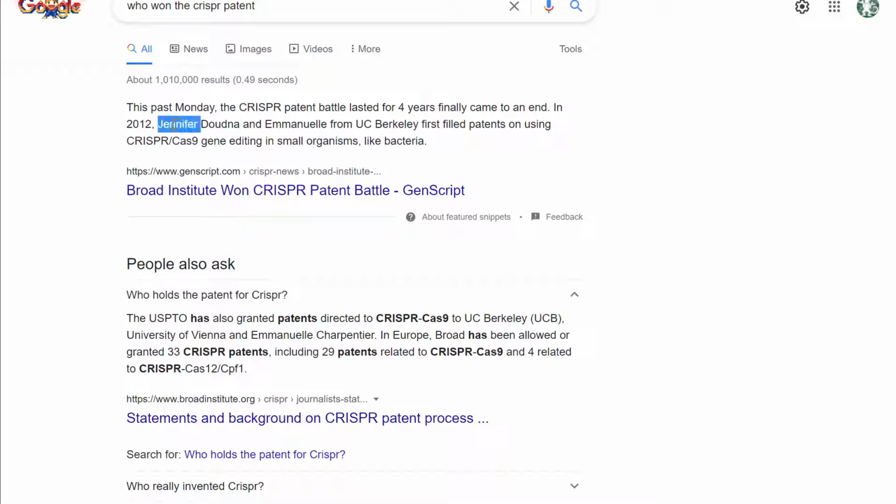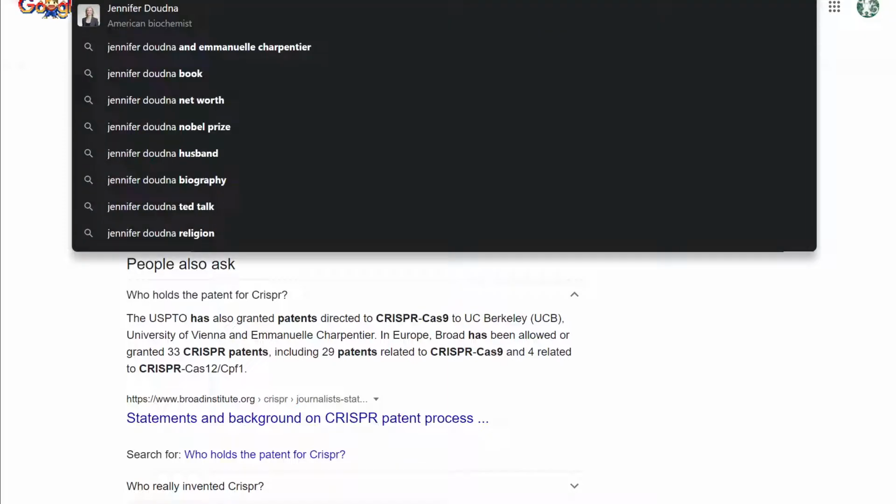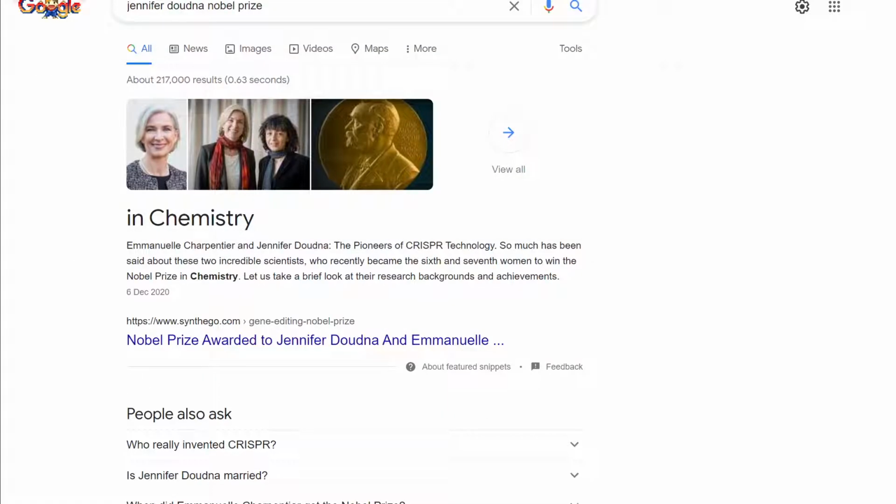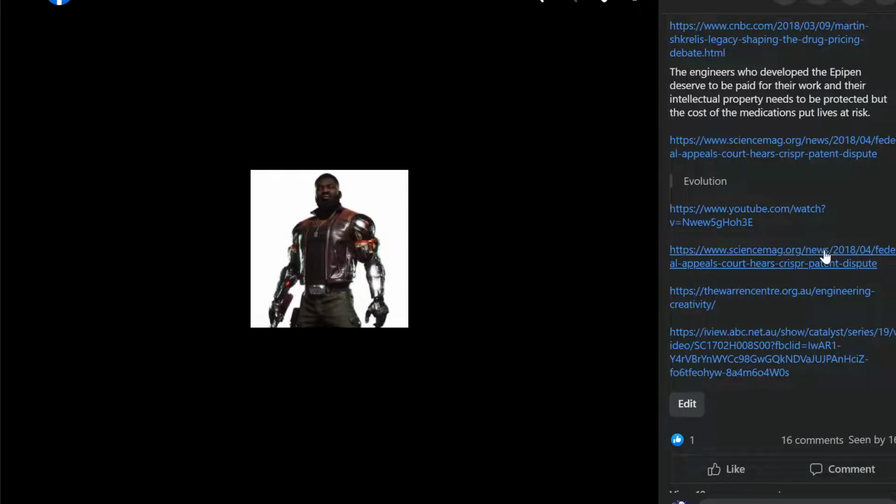So I think it was Jennifer Doudna who got it. Yeah, UC Berkeley. So the West Coast team did in fact win the patent. And I think she got the Nobel Prize in chemistry. So there you go. But that was hotly contested because it's, you know, probably the most valuable thing in medicine at the moment.